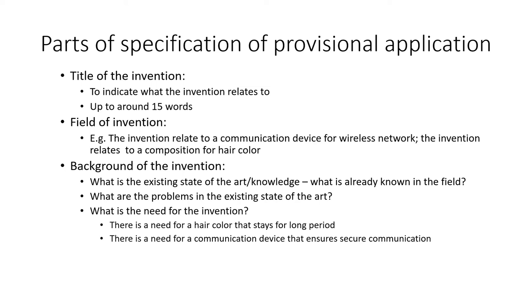Then what you need to define is what was the need for this invention, what were the drawbacks in the existing prior arts, and why you need the invention. What the invention intends to achieve, you bring that out by pointing out the shortcomings in the existing prior art. So you can say, for example, that there was a need for a hair color that stays for long periods. In the prior arts, you couldn't find any hair color that would stay on for longer periods. So there was a need for a hair color that would stay on for a longer period.